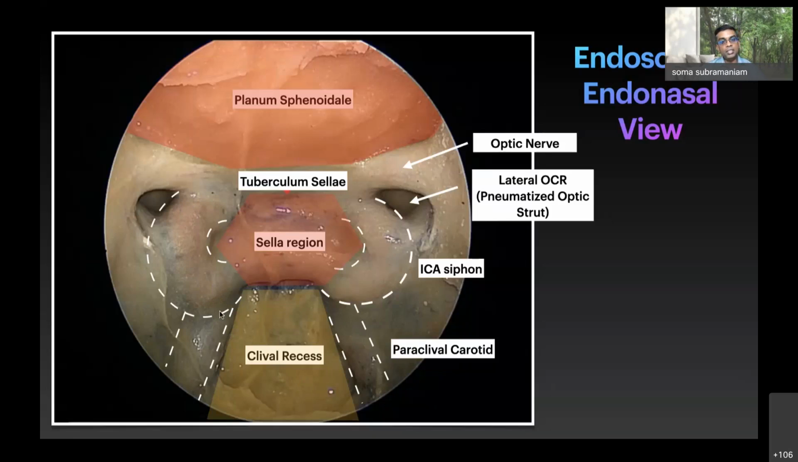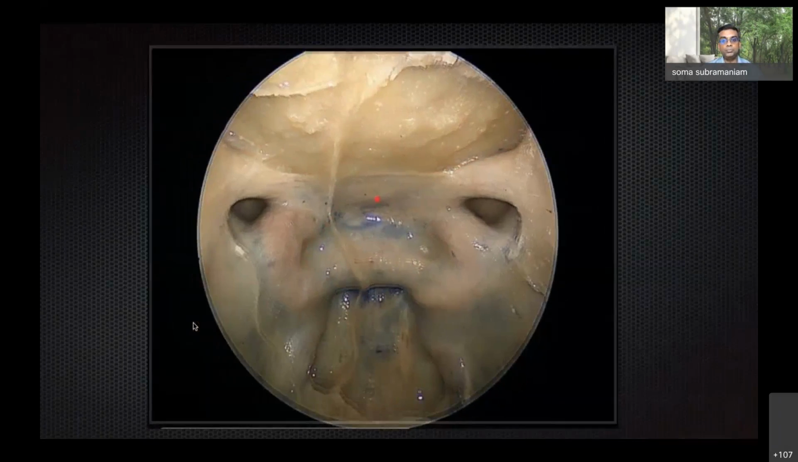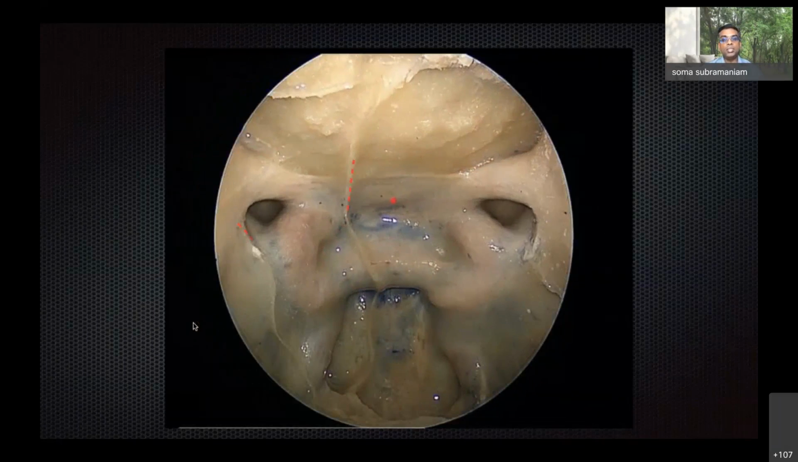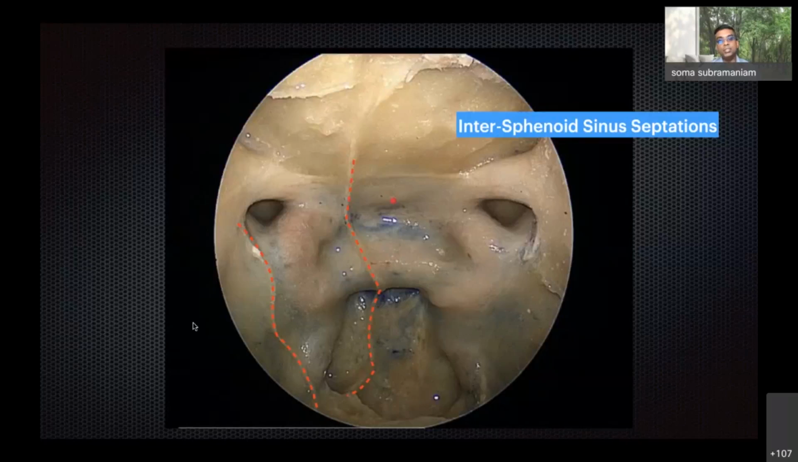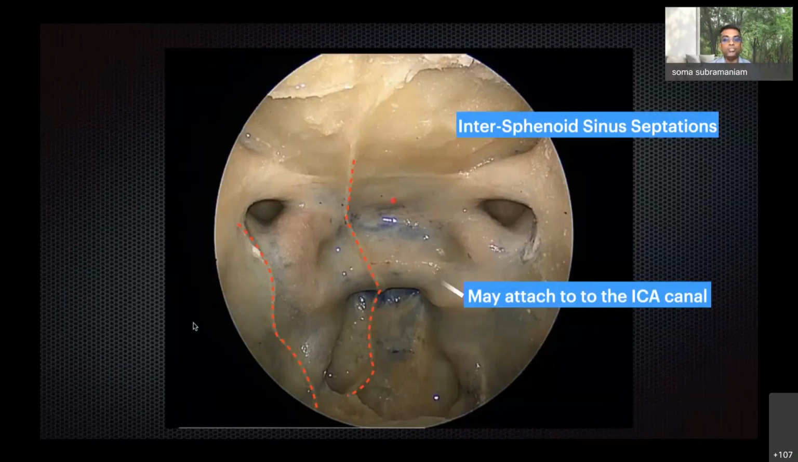So when you're sticking a suction into the sphenoid sinus, I always tell my residents to be very careful, because you could very easily injure the carotid artery just by using suction equipment. You do notice there are two lines on the sphenoid sinus posterior wall, and that's the intersphenoid sinus septations. So always be aware that this might be attached to the ICA canal.